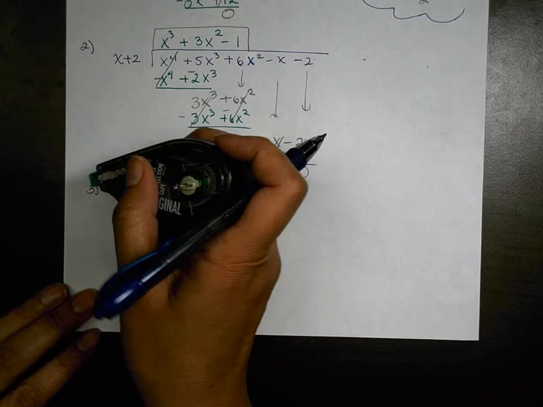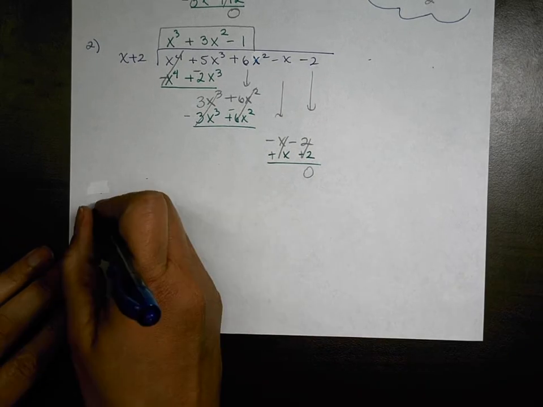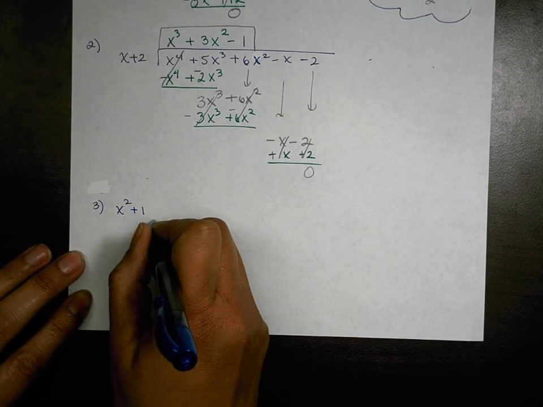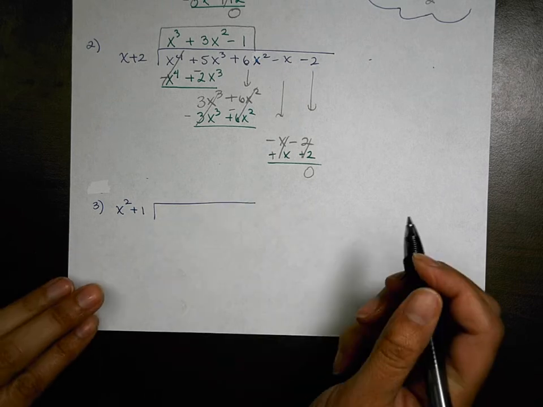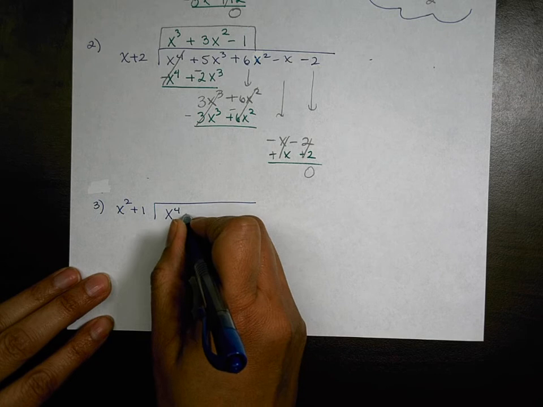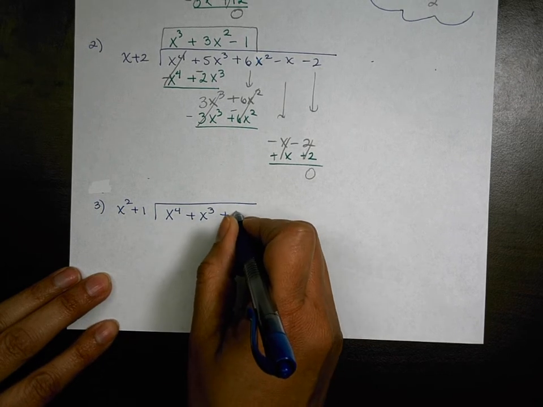X squared plus 1 divides into x to the 4th plus x cubed plus 5x squared.